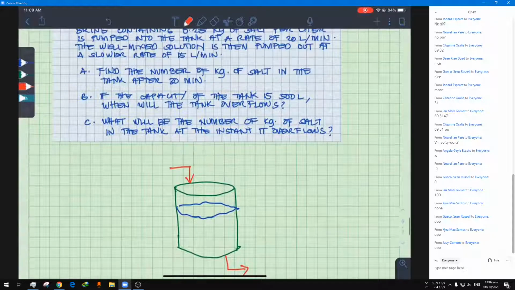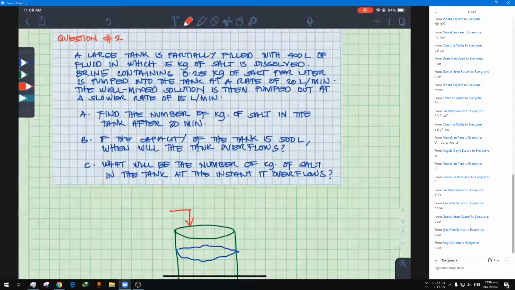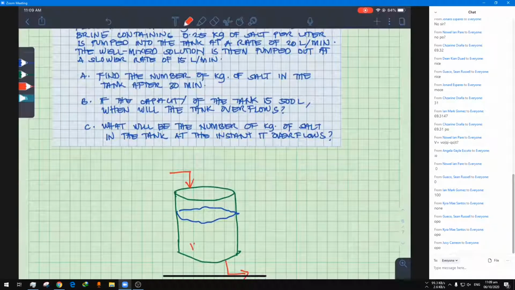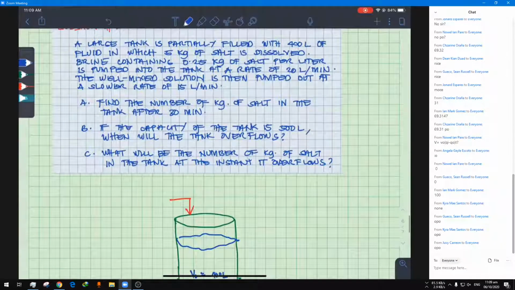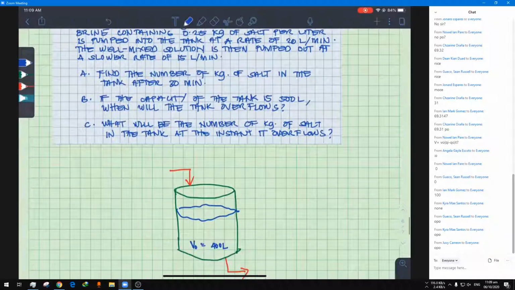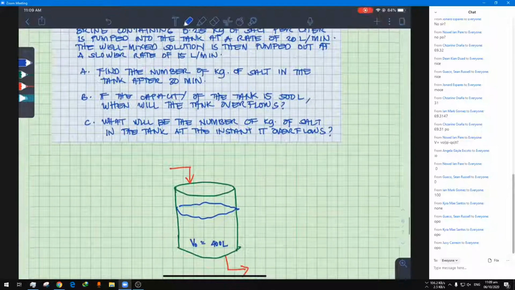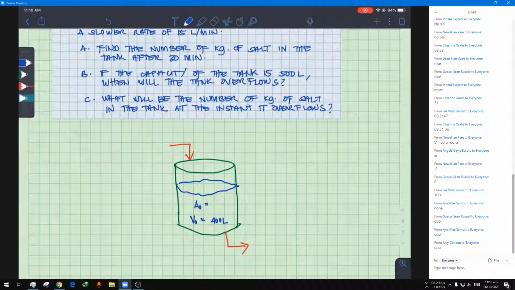So for our problem, it is partially filled. So meron siyang initial volume, which is 400 liters. Tapos this time around, hindi siya pure. So meron siyang, the fluid contains 5 kilograms of salt. So ibig sabihin, yung amount ng salt natin initially would be 5 kilograms.